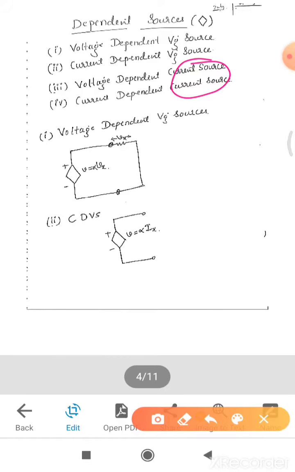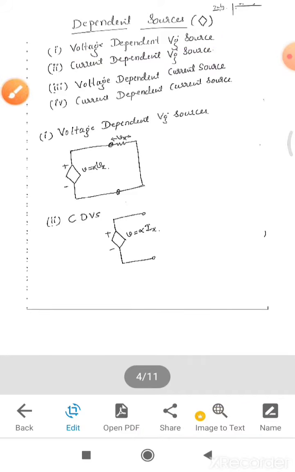Next is the current source. Same thing. Suppose the current source is dependent on some other voltage in the same circuit, it is called a voltage dependent current source. And if it is dependent on some current in the circuit, then we can say it is a current dependent current source.